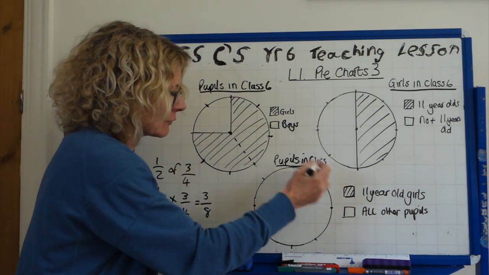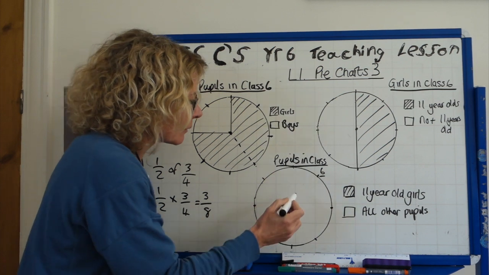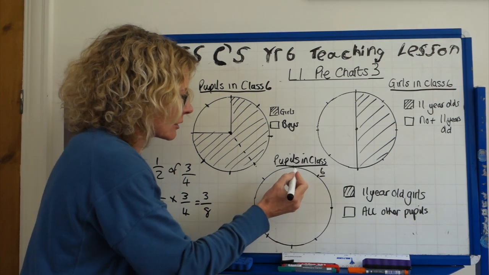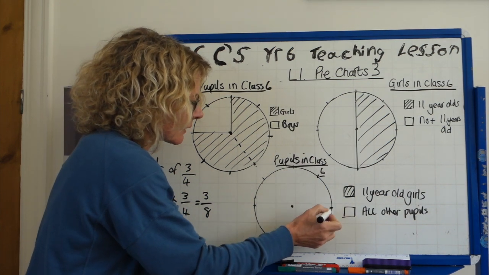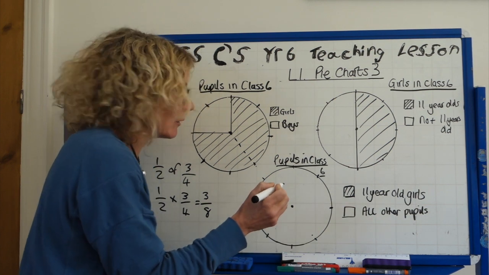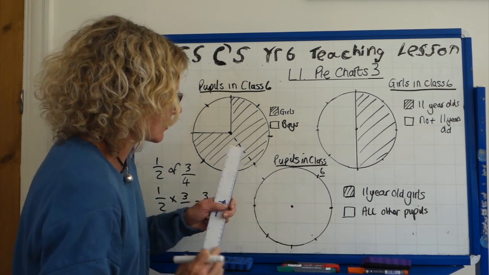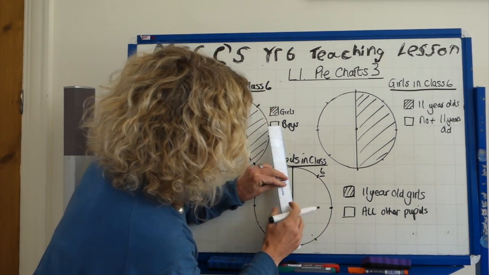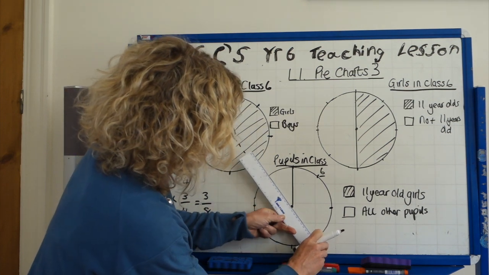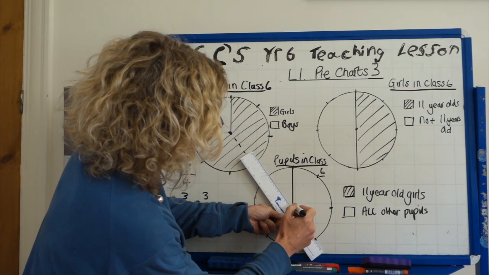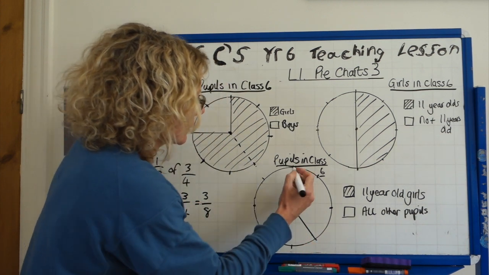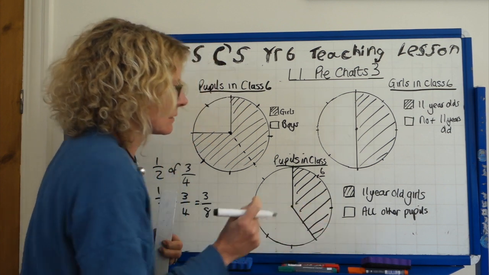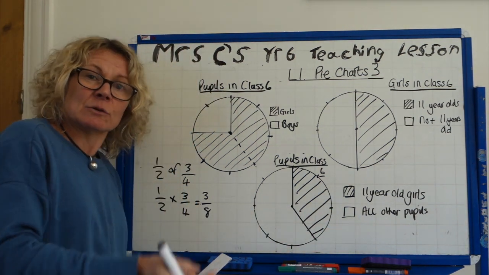So now we've got the final pie chart. We've got the eighths marked out on this pie chart, so we need to do 1, 2, 3 of them. 3 out of the 8. It's half of 3/4, 3 out of the 8. So let's show how many out of the whole of class 6 are 11-year-old girls. Half of the 3/4 is 3/8. Back in a minute with another question.